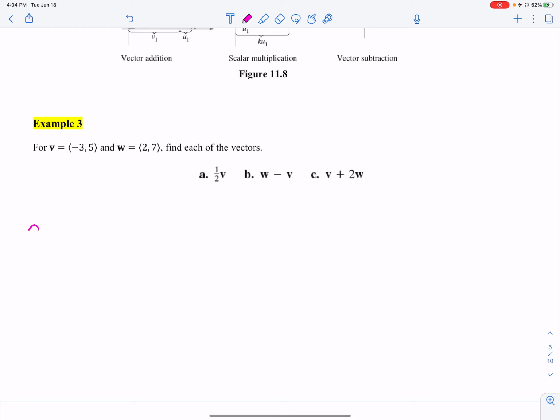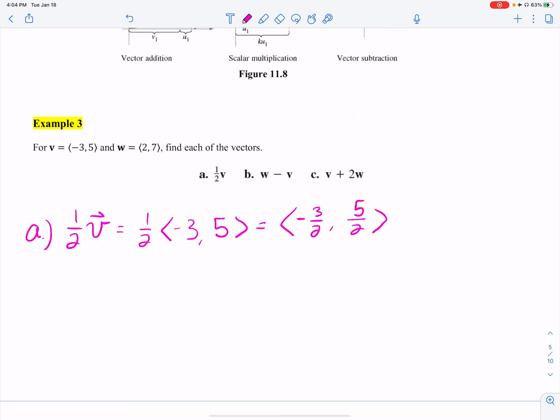Okay, so A is 1/2 v, vector v. So I need to make sure we can't write in boldface, so I got to put that arrow. This is 1/2 times the vector -3, 5. This ends up being -3/2, 5/2. And leave it like that. That's a great answer. Tells me where to go. Go 3/2 to the left, and then go up 5/2.